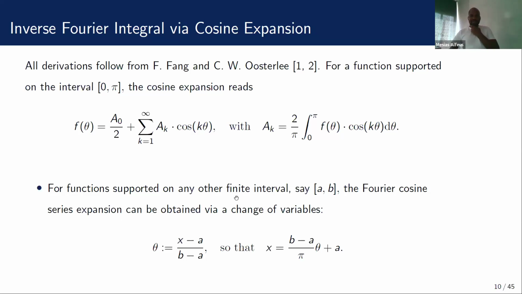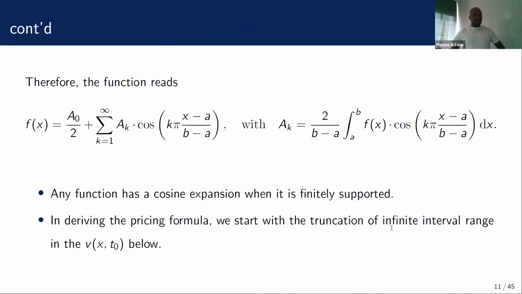And then if the function is supported on the finite interval [a, b], you can make a change of variables in this way to get this. The function then becomes, in terms of x in the finite interval [a, b], something that can be written like this. And it's a known fact that any function has a cosine expansion when it is finitely supported.